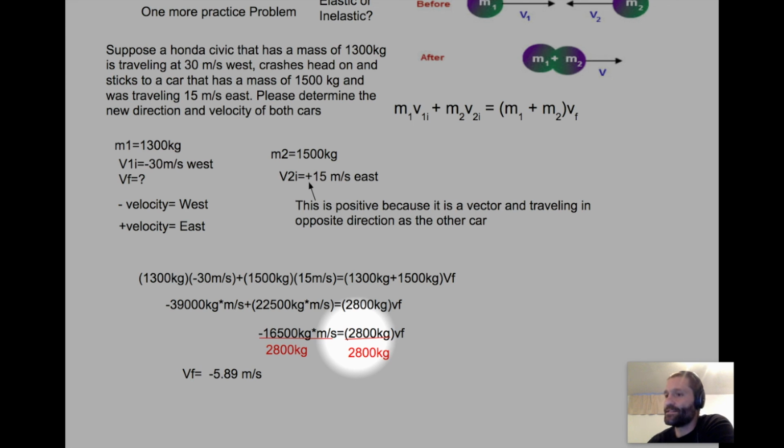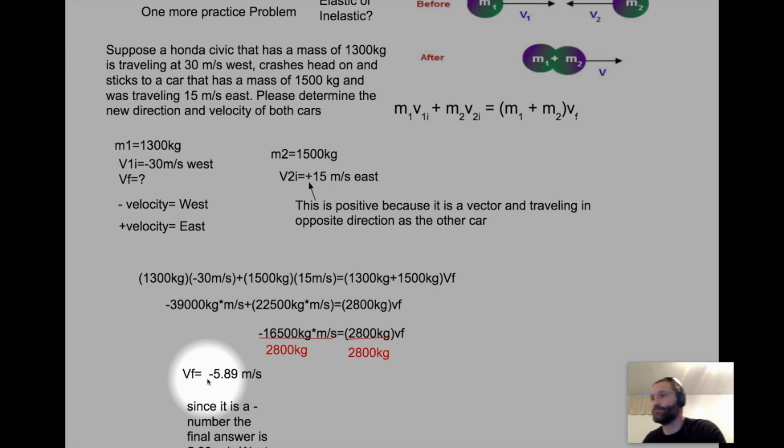So that actually means that it's going to be traveling in this direction. So that means west. So the final answer is 5.89 meters per second in the westerly direction. Since I gave you direction in the problem, I need direction in the answer. So, yep. So this is an example of an inelastic collision.